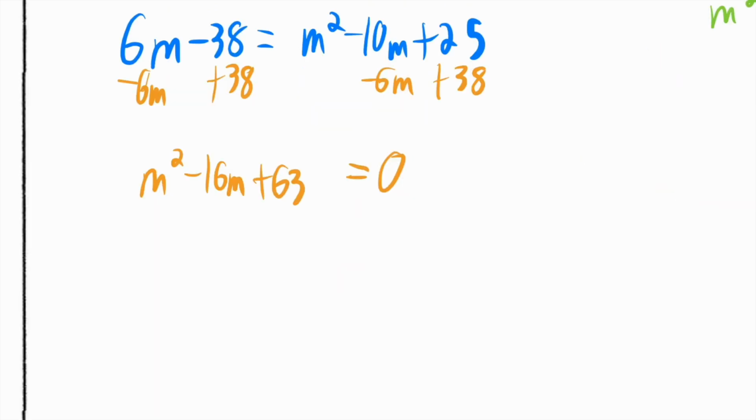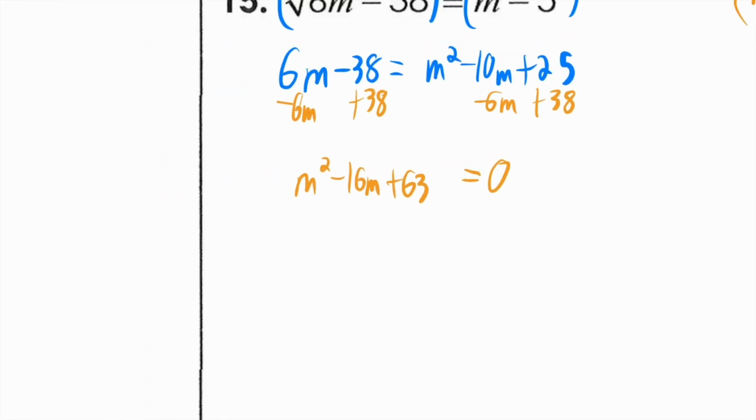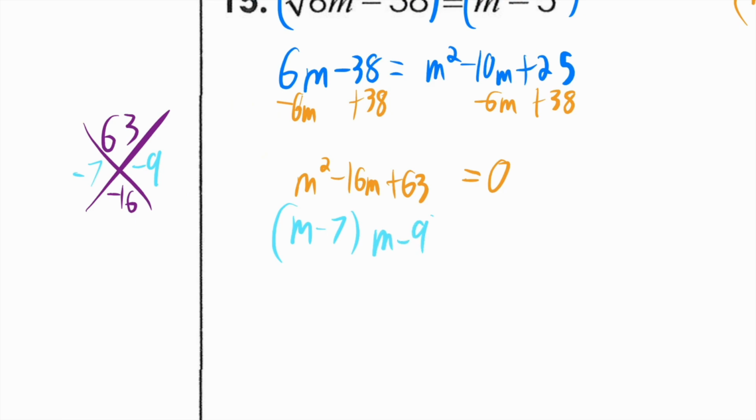So now we're going to go ahead and look to factor this. So it's 3 terms. We look for a GCF. There is none. We go ahead and make the x. And it'd be 63 on the top, negative 16 on the bottom. And the sides of this x would end up being negative 7 and negative 9 in either order. We can use the shortcut since it's a 1m squared. So we do m minus 7 as one factor and m minus 9 as our other, equal to 0. Set each of these factors equal to 0 individually.